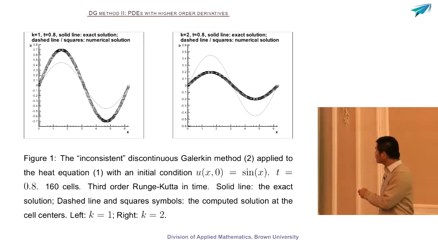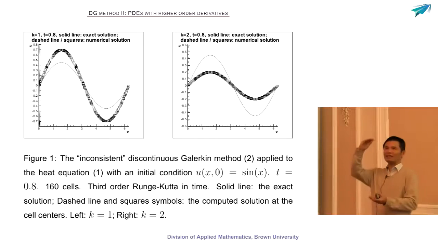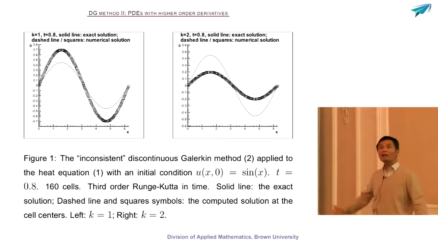And also for k equals 1, which is piecewise linear, and for k equals 2, which is quadratic, they perform differently also. One of them is taller than the exact solution, the other is lower than the exact solution. But anyway, this picture and also the previous table convince us that there is something wrong with the scheme.